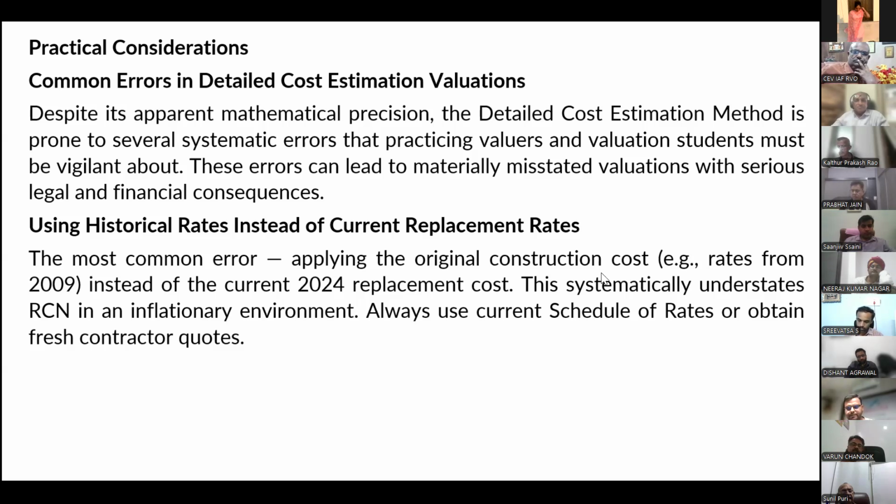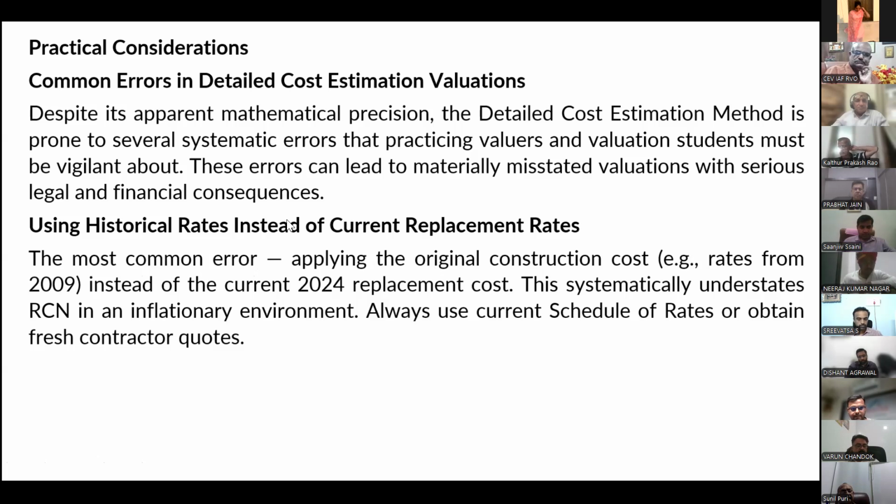Many times we may use original construction cost. Example, as it was constructed in 2019 instead of current 2025 replacement. So you remember that you have to take current replacement cost. Over that you have to apply the depreciation. You don't ever use that historic rate that was rate in 2009.